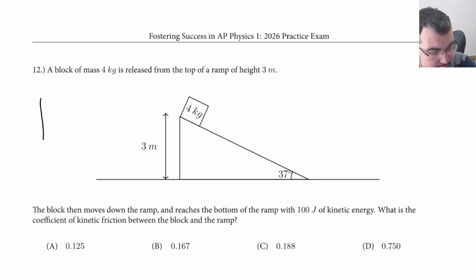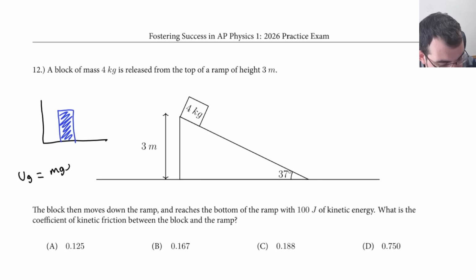So once again, please use bar charts. If you're not a bar chart like person, realize it is super helpful for problem solving. It allows you to really visualize what's happening. So at the start, my block is stopped. So all of my energy is due to the potential energy of the block-Earth system. So that energy is entirely UG. And actually, we can work out what that is, because UG is mgh, which is 4 times 3 times 10, which is 120 joules. So my original energy budget is 120 joules.